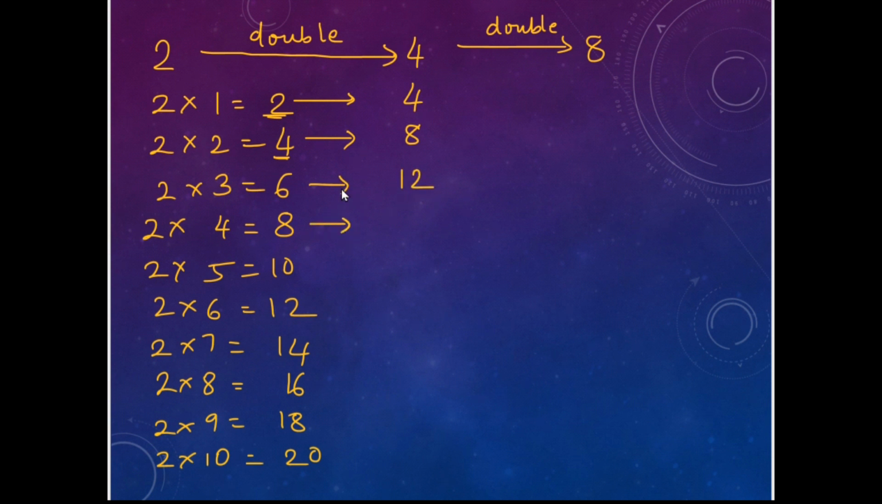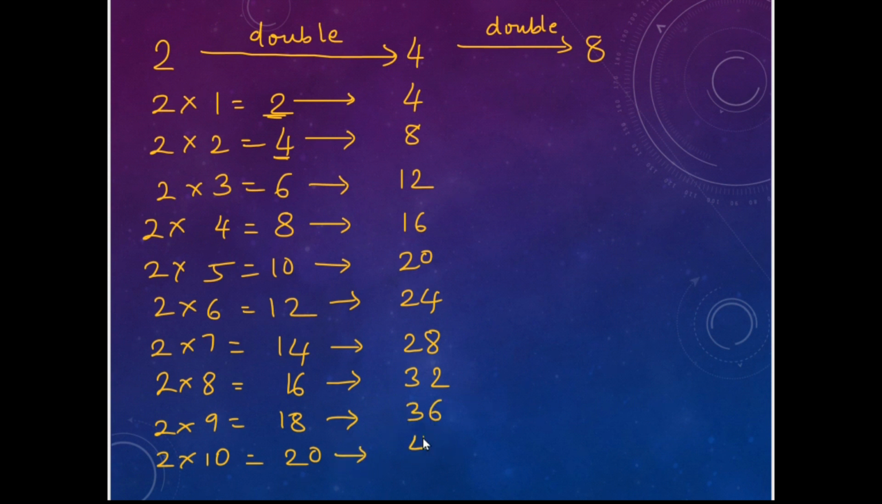I am putting all the doubles which I got in the 2's table. So, 2's double 4, 4's double 8, 6's double 12, 8's double 16, 10's double 20, 12's double 24, 14's double is 28, 16's double is 32, and then 18's double is 36, and 20's double is 40. So this is how I formed the table of 4 by using the double strategy.